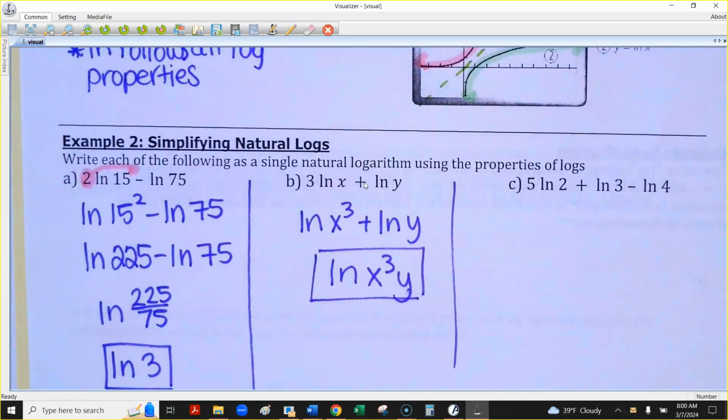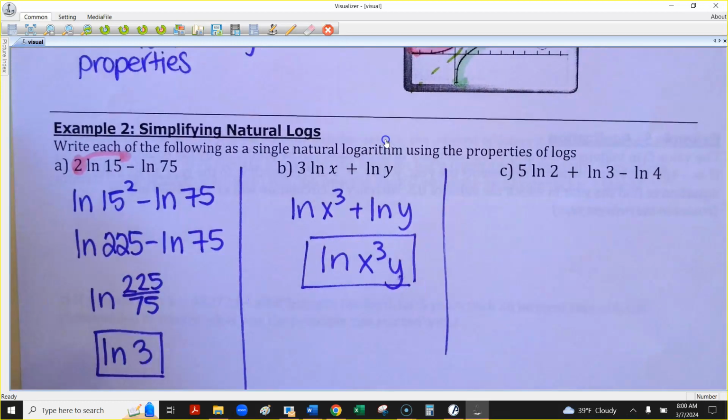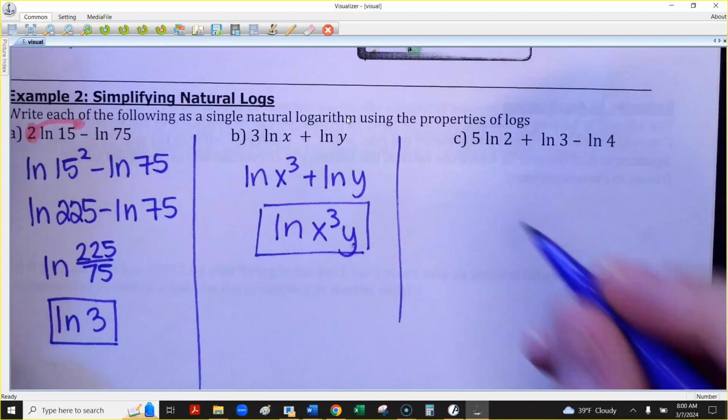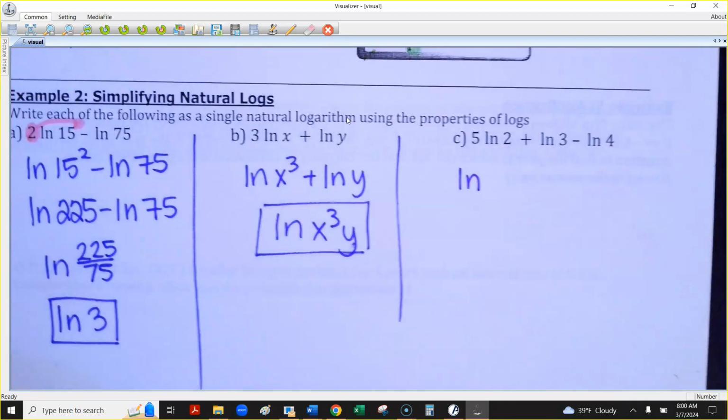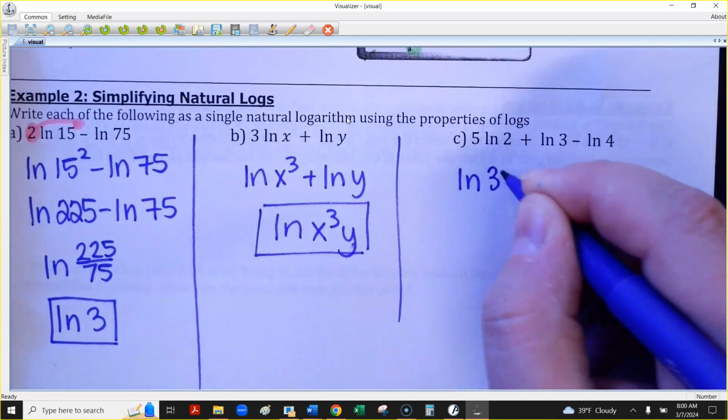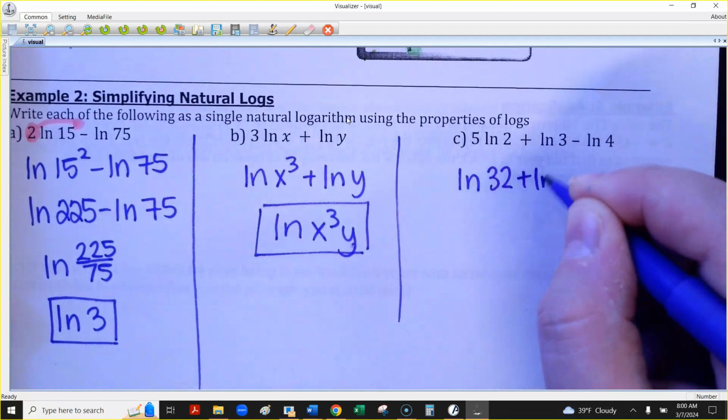Who wants to try the third one? I've got 5 times natural log of 2 plus the natural log of 3 and then minus the natural log of 4. What might you do first on that one? If I have 5 natural log of 2 for that first term, what is that really? Natural log of what? 32, yes. You would do 2 to the 5th. So this is really natural log of 32. That's a little power rule.